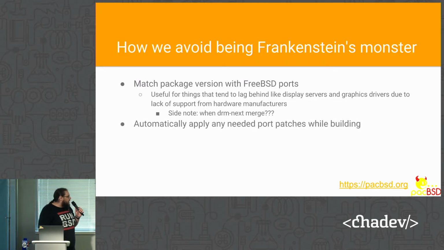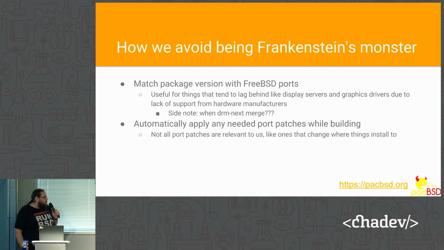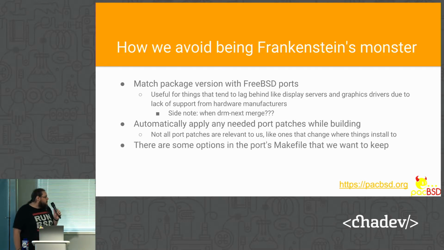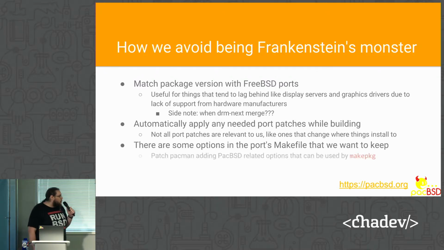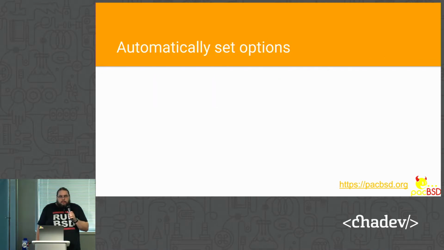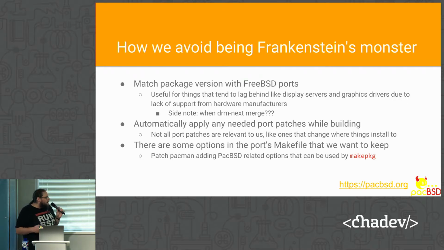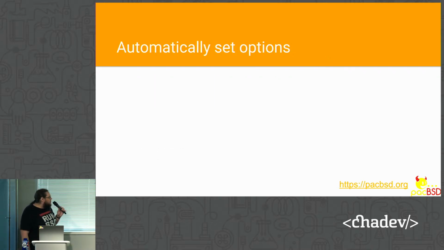Another thing we do is we automatically apply those port patches under those files directories that need to happen during the build process, but not all of them are relevant, so we have to cherry pick through them. And there are some other options in the ports that we want to keep, like the ability to use GNU configure or gmake, things like that. So one of the ways we do that is we actually patch pacman and makepkg, adding a couple of options that are relevant to us.